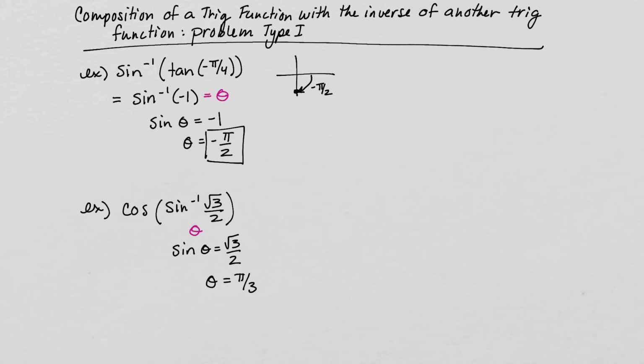So I figured out that the inside of this parenthesis here is pi over 3. So this whole problem is now becoming the cosine of pi over 3. And the cosine of pi over 3 is 1/2. So all we have to do is that. On these ones where you have two different trig functions, you basically want to start on the inside, figure out what it is, and then go to the outside.